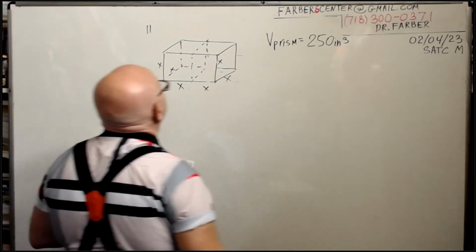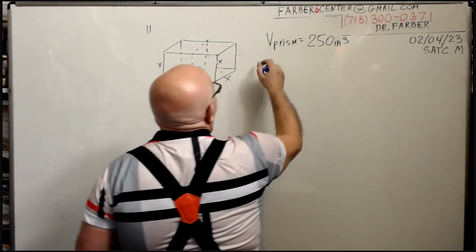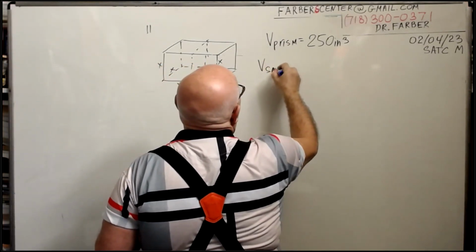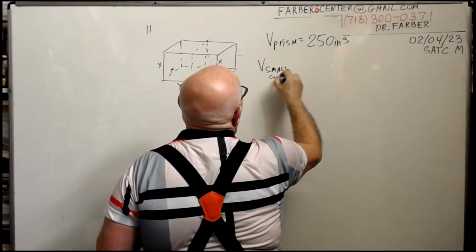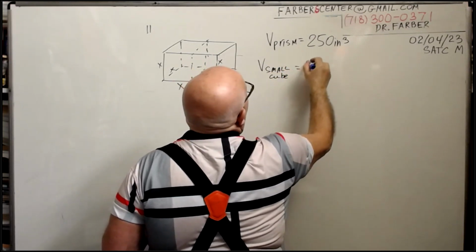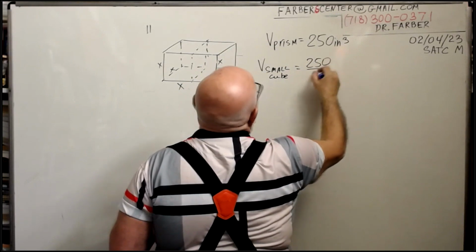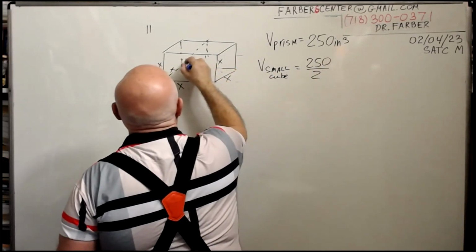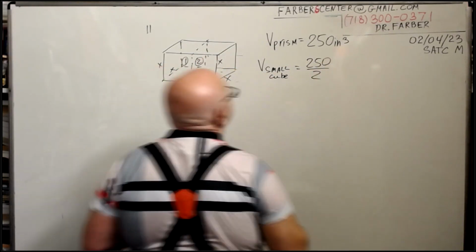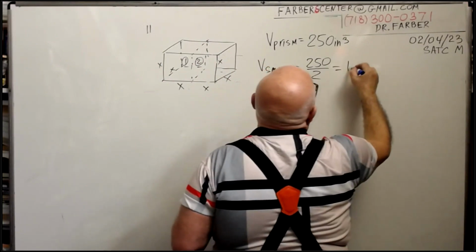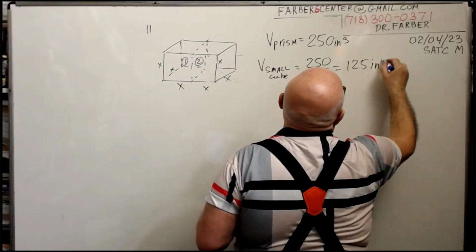And the volume of each small cube equals 250 divided by 2 because we have 2 cubes. This is cube number 1, this is cube number 2. It would be 125 cubic inches.